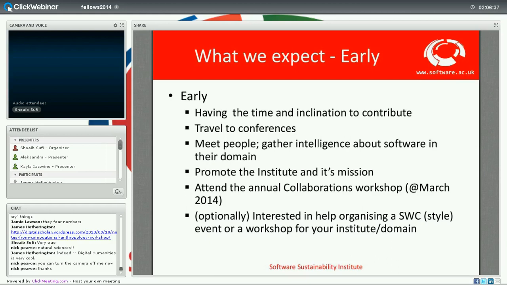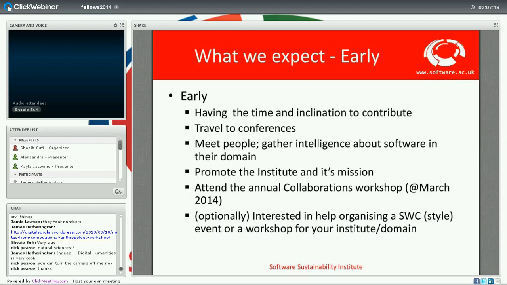We're looking for people who are interested in traveling to conferences. People who are keen to meet other people and to gain intelligence about software and the domain, and gain information for themselves. Also, somebody who's a natural networker, or somebody who can network. They're interested in promoting the institute and its mission, i.e., there's nothing from the software sustainability perspective that they disagree with. I guess a lot of researchers understand the importance of software in their research and increasing people's ability to do research, promoting the people who help the research through software, promoting reproducible science. I don't think you'd find many scientists against those, but I could be wrong.